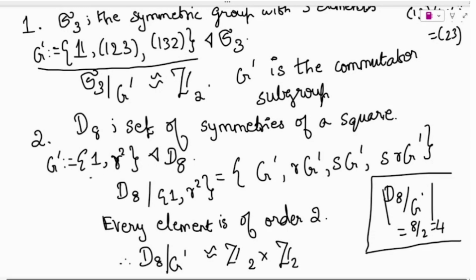This is one subgroup of order 2. Let me just clarify the notation. Here R means a reflection of 90 degrees, and S means, sorry, I'm so sorry, I mixed terms. R means a rotation of 90 degrees clockwise, and S is a reflection.